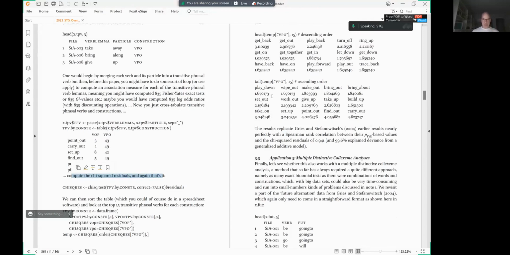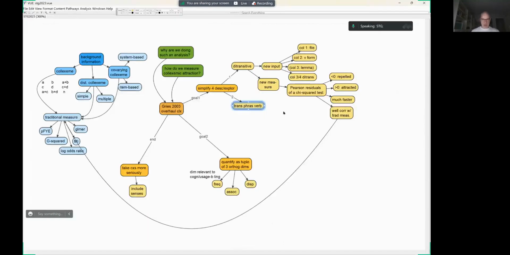And then we can sort the table, and we get results that show how much each verb form likes, or which of the two constructions each lemma prefers, and how much so. Meaning, we can just say for this case study, we actually also use the new measure. And again, we're using Pearson residuals, and everything else means the same as well.